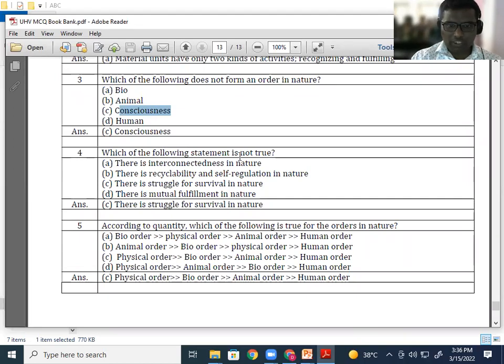Which of the following statements is not true? There is an interconnectedness in nature. Yes. There is recyclability and self-regulation in nature. That is also okay. There is a struggle for survival in nature. We have that question mark. And there is mutual fulfillment in nature. So only the third one is wrong. It is not true.